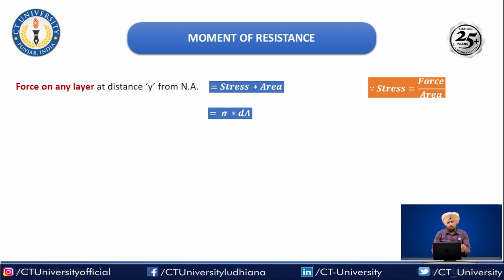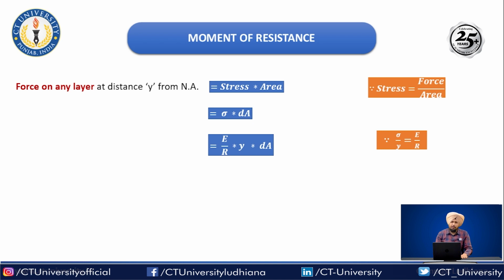We are talking about a very small area, so we call it dA, multiplied by the stress. And from the previously derived expression we know that stress upon y is equal to E upon R, and from this relation we will use E upon R into y in place of stress. We substitute this value and multiply by the area.